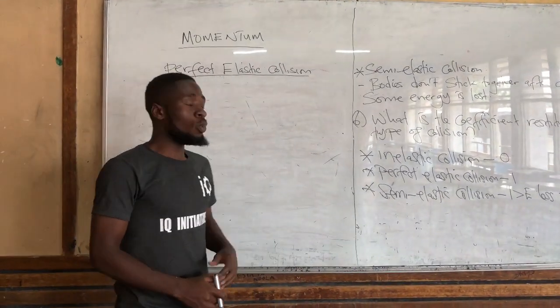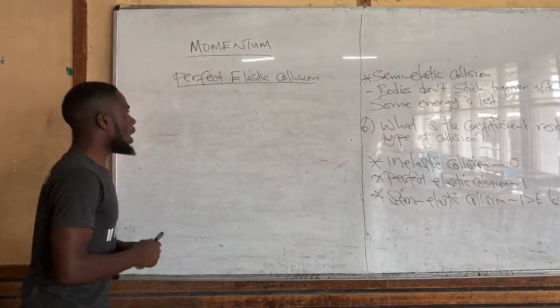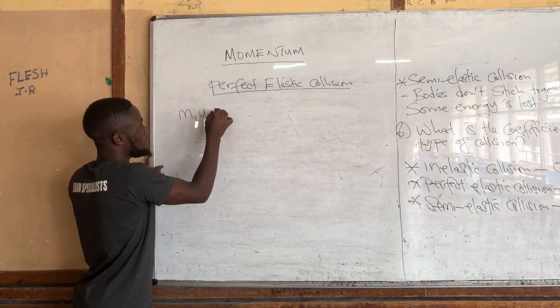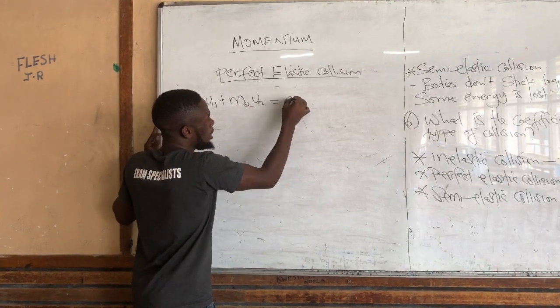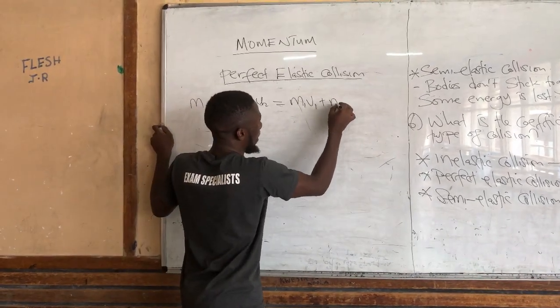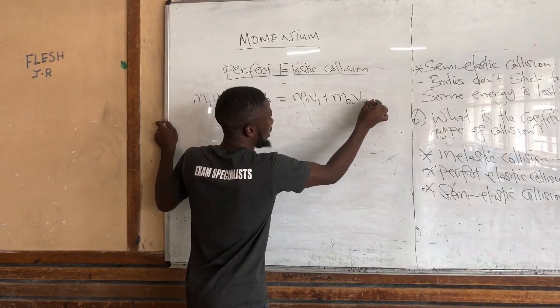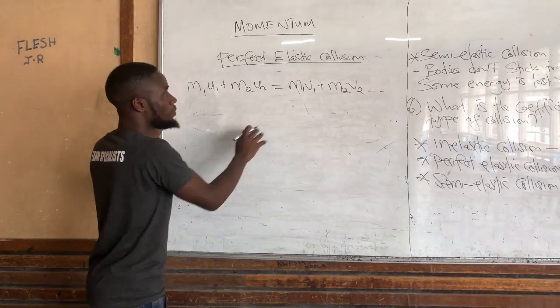So we need to involve the equation for momentum and the equation for energy. What is the equation for momentum? Mass of body 1, u1, plus mass of body 2, u2, is equal to mass of body 1, final velocity of body 1, plus m2 v2. This is the equation for momentum.